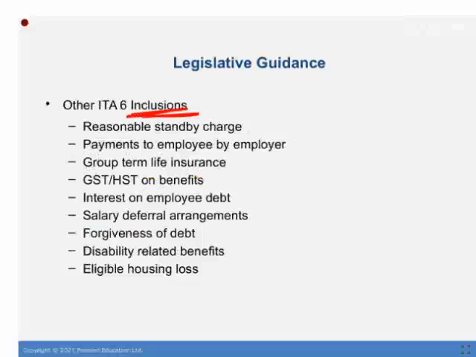So now on this here, we're back to inclusions. This is what I was just talking about here, group term life insurance, right? You've got that standard term life insurance. You just pay into it every month. If your employer is paying into it for you, then that's a taxable benefit.